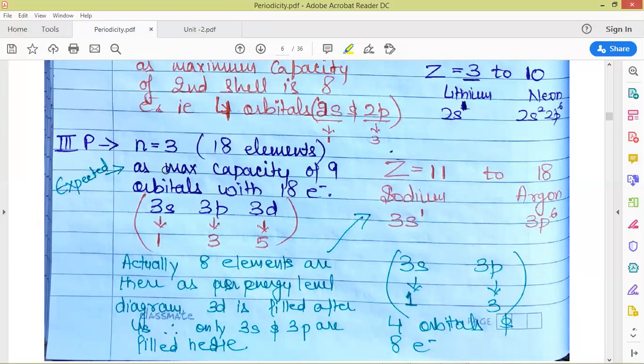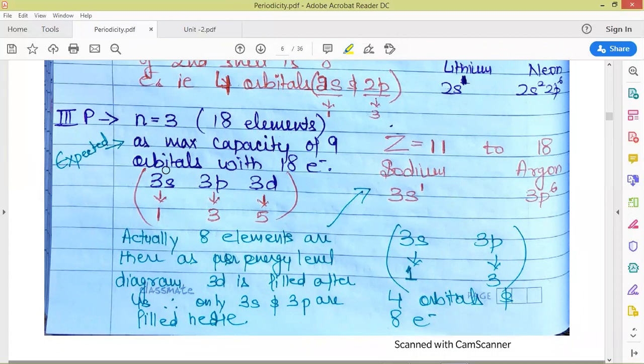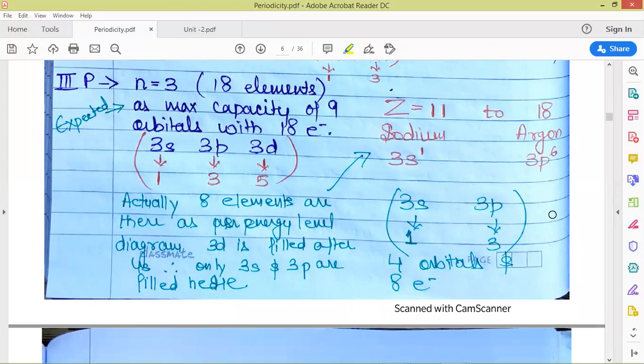But based upon the energy level diagram for the multi-electron system, the 3d orbitals are filled after the 4s orbital. So in this period, only the filling of 3s and 3p will be done. That means in this period also there are 8 elements, from atomic number 11 to 18, that is sodium to argon, where the 3s subshell is filled first and then the 3p subshell is filled.